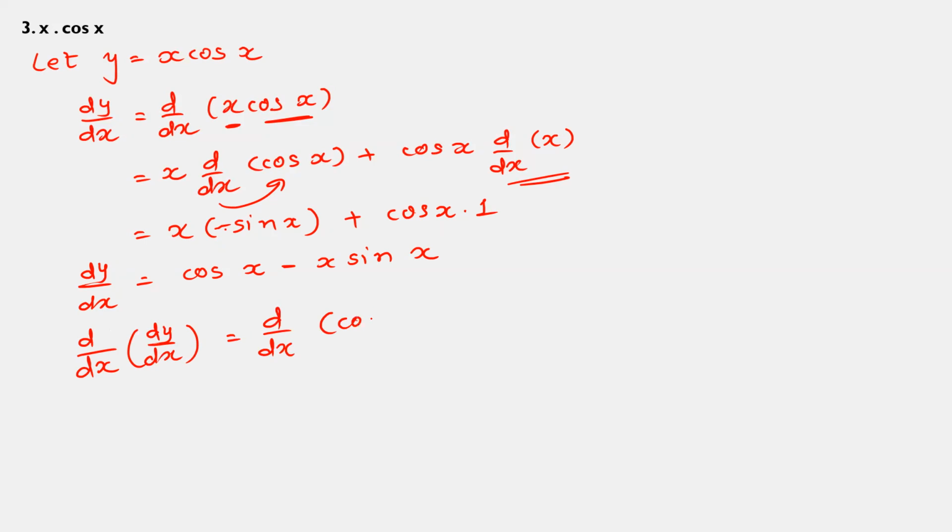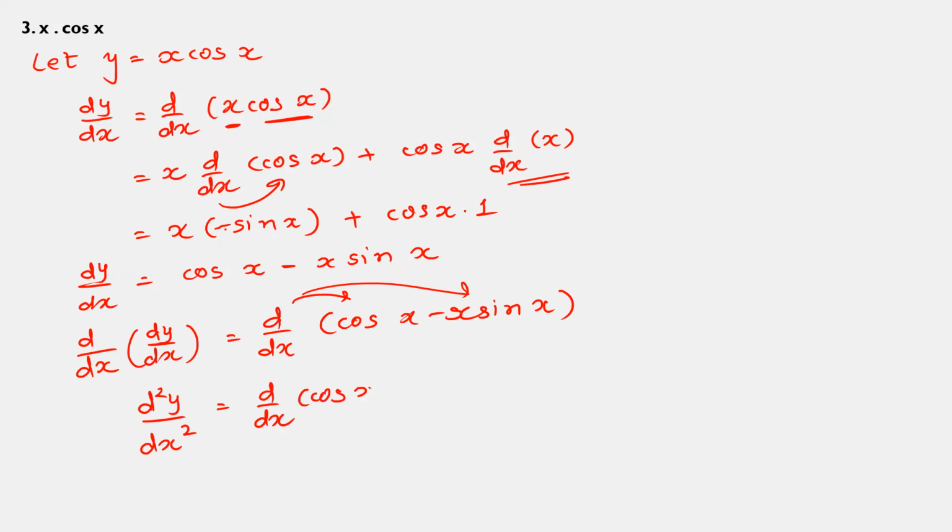d by dx of cos x minus x sin x. That means it will become d2y by dx2. On the right hand side, I am applying the addition rule only. That means d by dx is cos x minus d by dx of x sin x. You would be wondering why we are writing the rule again. Here I applied the rule because I had written d by dx separately. Why so? Here I can see the product rule will be applied. That is why I elaborated a little bit.